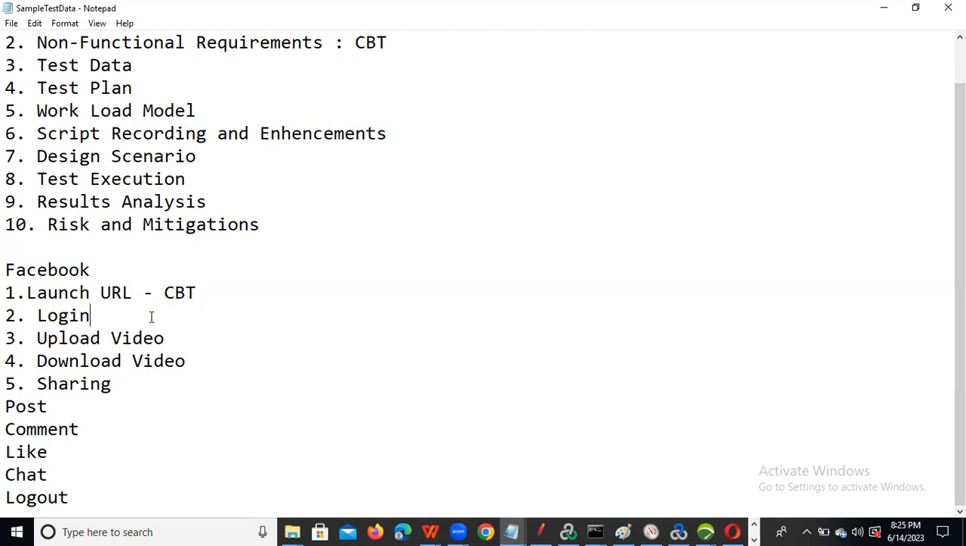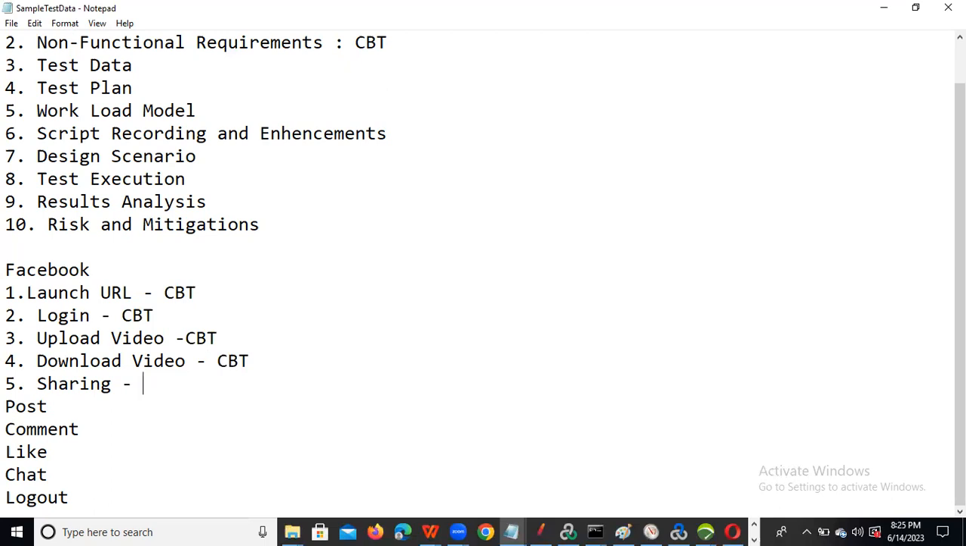See, assume launch URL. At a time, a number of users launch, so that is a critical business transaction. And login is there. Every user will log in at a time, so that is critical. Upload video, download video also. If you are uploading some video, it takes some time, right? So a number of users accessing at a time is also considered a CBT. And download video is a CBT. CBT is nothing but critical business transaction.